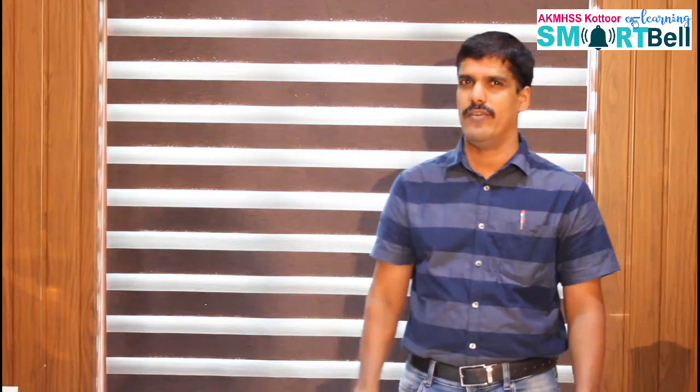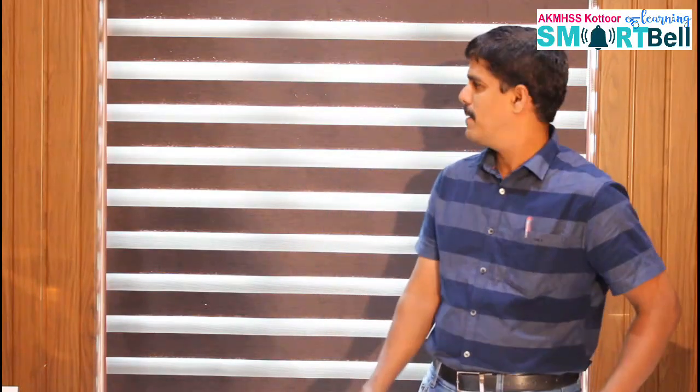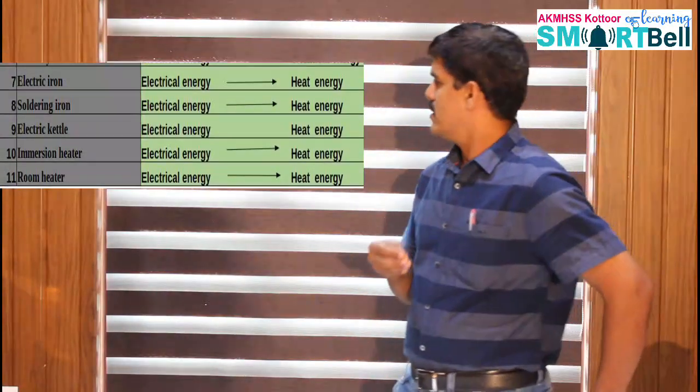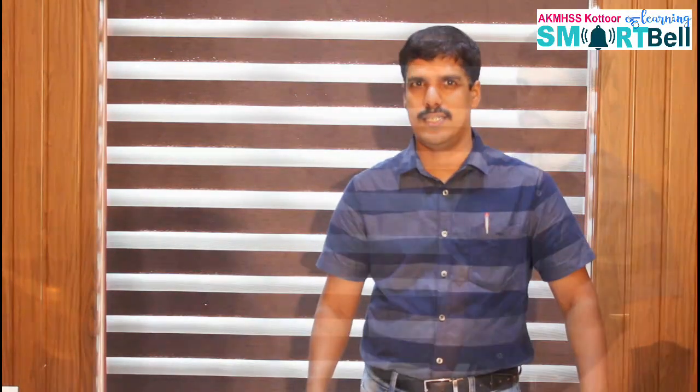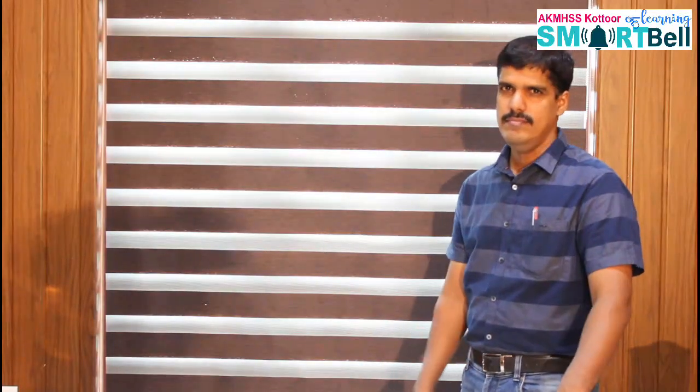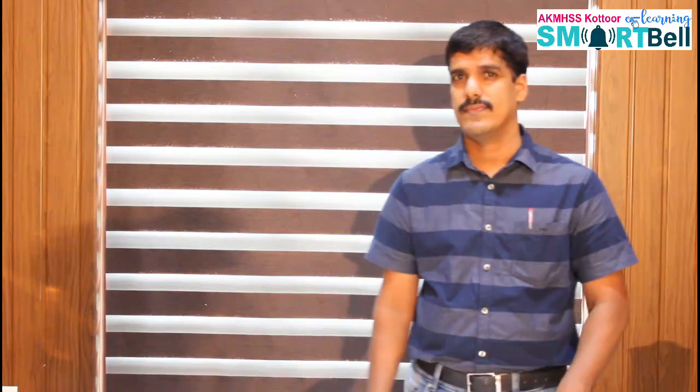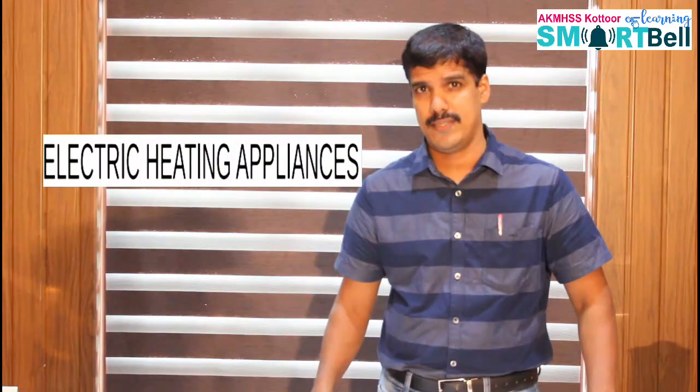But in the last 5 devices present in the table, right from the soldering iron, electric kettle, and also room heater, the heating effect of electricity is utilized. So this is the meaning of this chapter, effect of electric current. In the last 5 devices, we saw electric energy is converted into heat energy. This type of device, we call electric heating appliances.